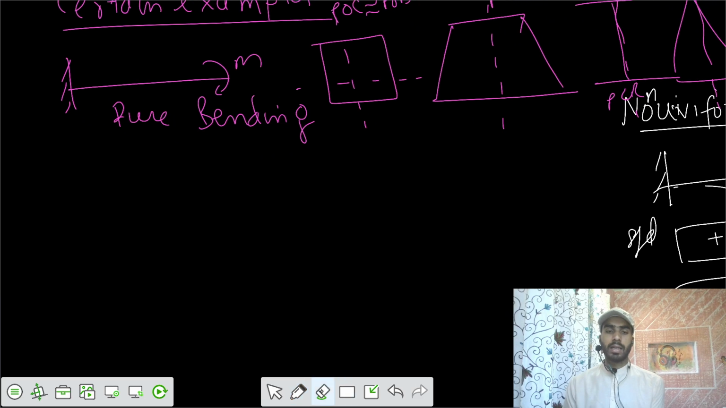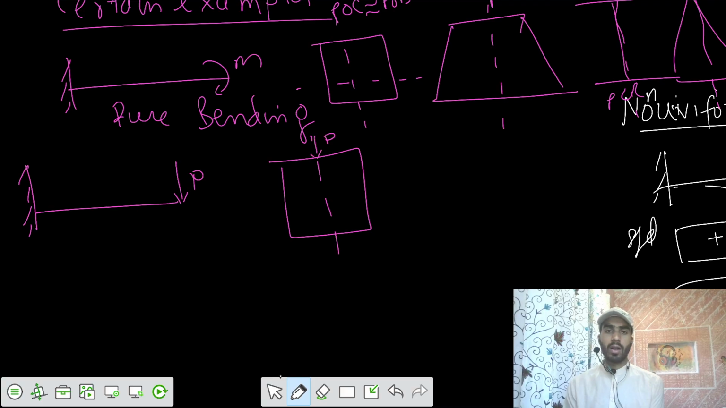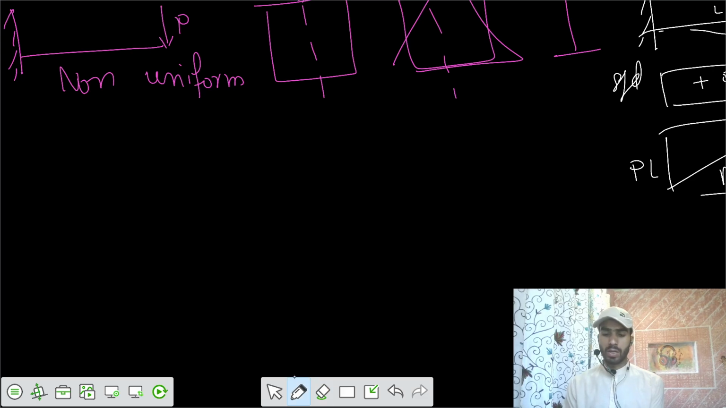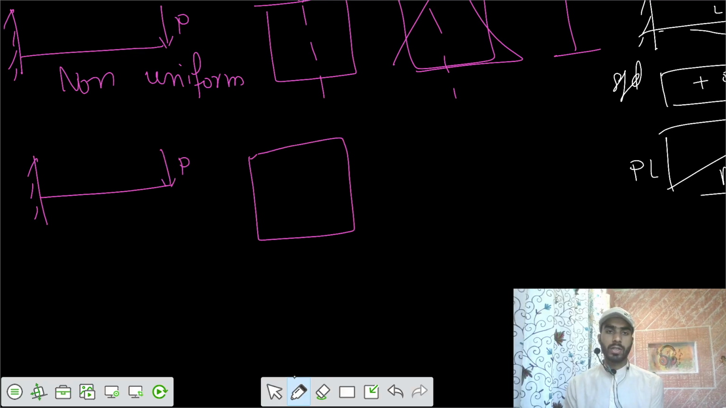Now, if you apply a point load, and the section is the same, and the load is acting along the center, along the principal axis, we call that non-uniform bending. But if you are applying a load in the cross section, and this was your principal axis, and the load passes at some eccentricity, the load is acting at some eccentricity from the centroid or from the principal axis.